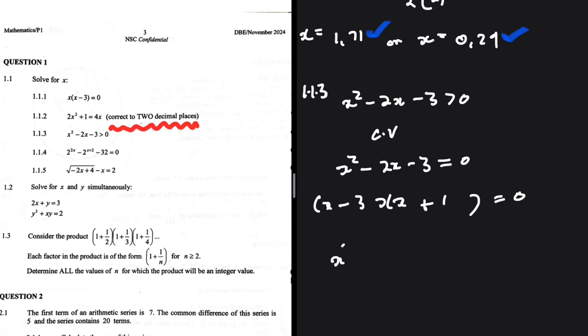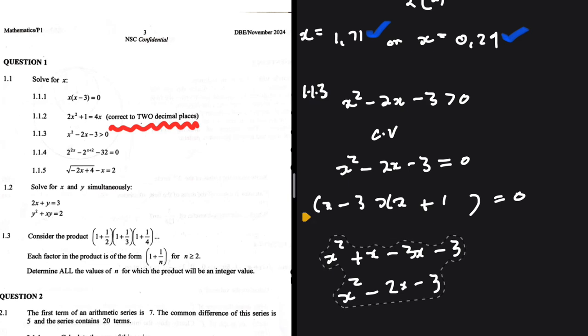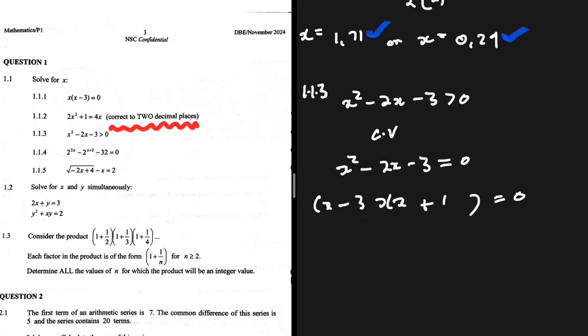Well, we can test this out. This is going to give us x squared minus 3x and then plus 2x minus 3. Actually, let me do that again. I know that this is how it looks when it's factorized. So x and x will give us x squared, and then we have plus x, and then we have minus 3x, and then we have minus 3. So this is going to be x squared minus 2x minus 3. Okay, so I've done that in the correct way. So these are the critical values. x is equal to 3 or x is equal to minus 1.